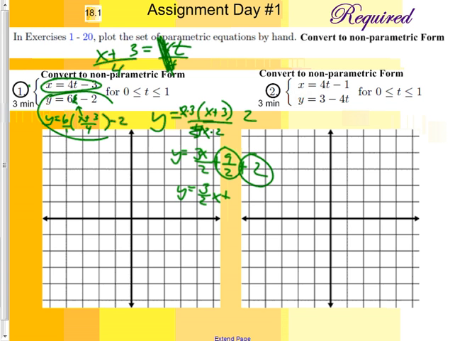did I do something wrong? Oh, it's a minus 2. Thank you. Minus 2. 4.5 minus 2 then. 4.5 minus 2 makes 2.5.